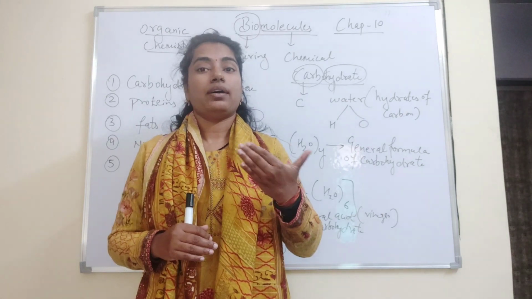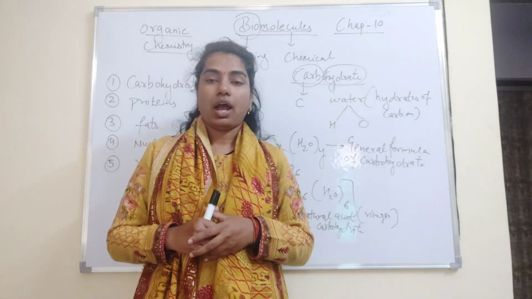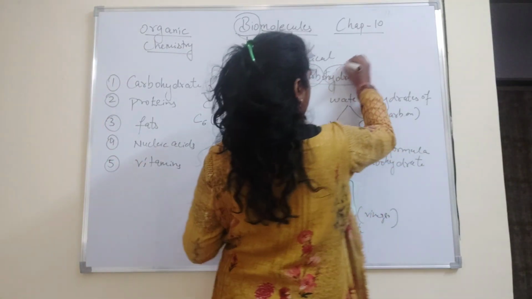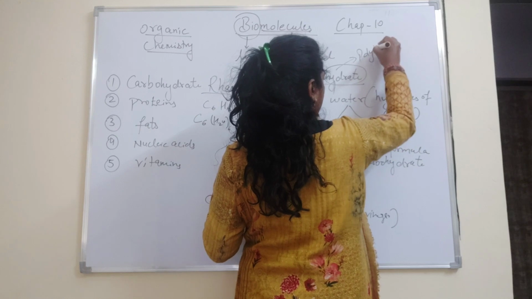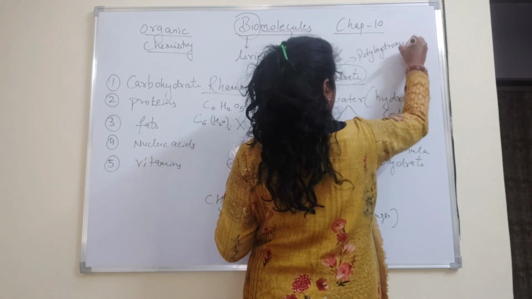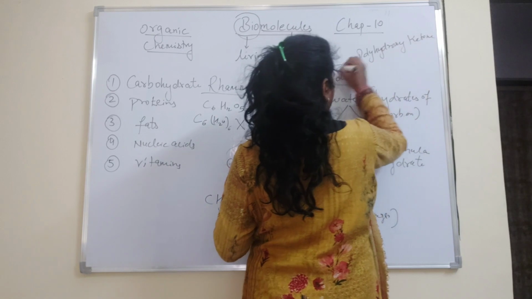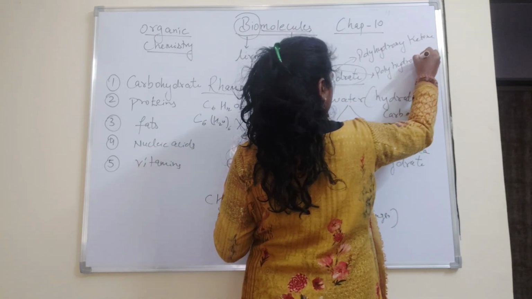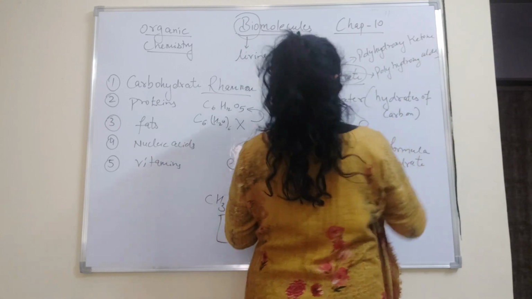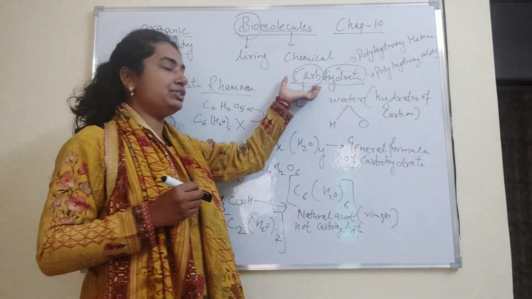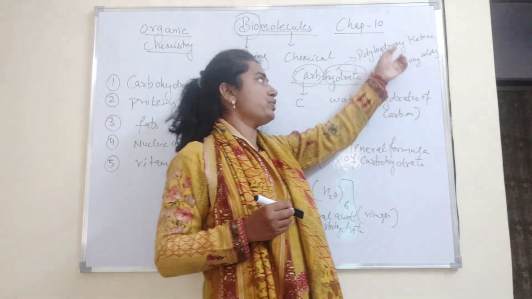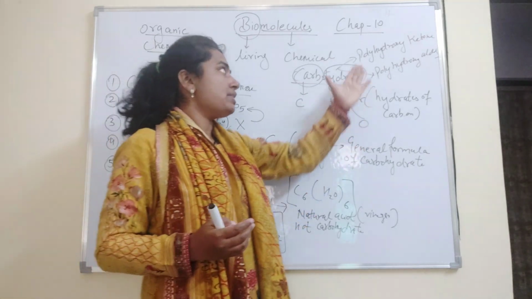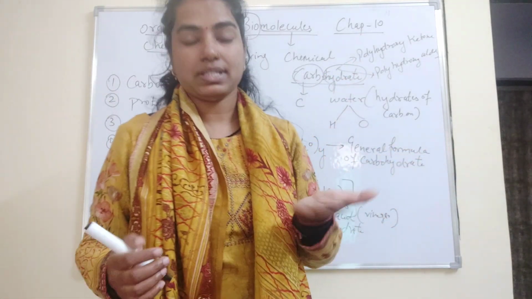The new definition has come out after this general formula: carbohydrates are polyhydroxy ketones and polyhydroxy aldehydes. That means these are compounds of aldehyde and ketone where the hydroxy OH group is present in different numbers, 3, 4, 5, 6, 7. That is, we have to say polyhydroxy ketone or aldehyde.